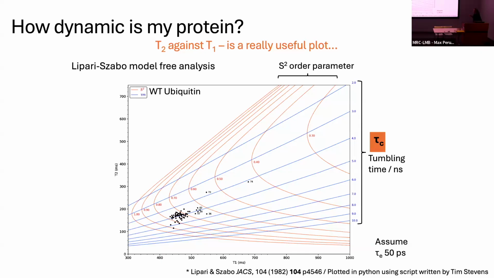And so you can see the majority of the residues occupy the same part of the plot. So they have a correlation time of about 5 nanoseconds, and they're about 0.8 S squared, so that's rigid. But you can see you've got a number of outliers. And we know these are from the flexible termini of ubiquitin, and they're from flexible loops.